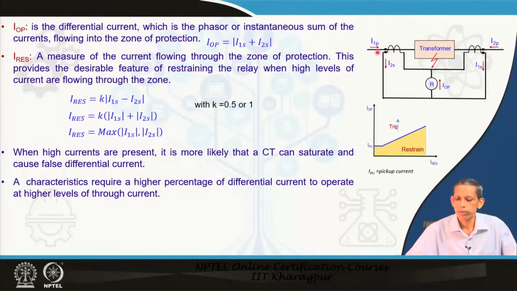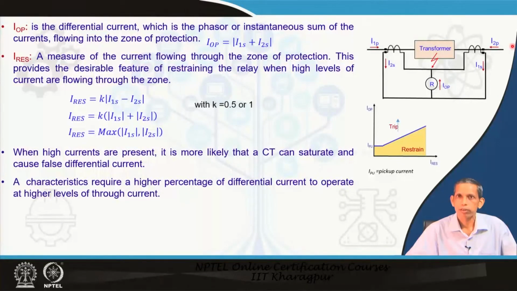Whatever current flows into that, with that consideration the operating current or the differential current is I 1s plus I 2s, which we have already discussed, and this principle will follow in our approach. The I restraining current, in this percentage bias relay characteristics, is the measure of the current flowing through the zone of protection. It is a measure of the current flowing through the zone.